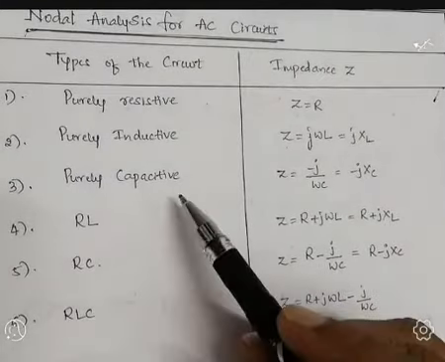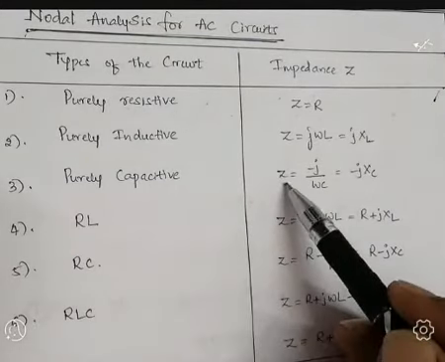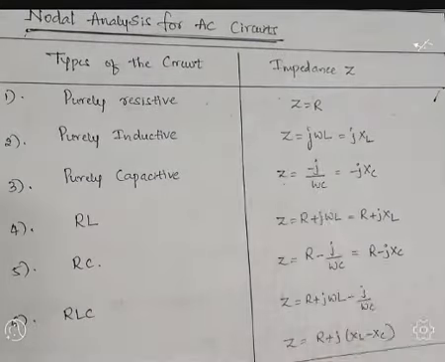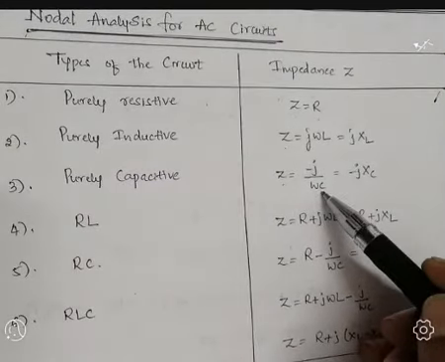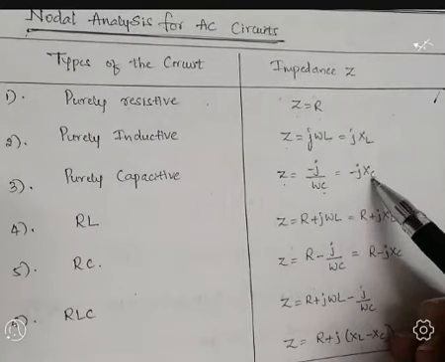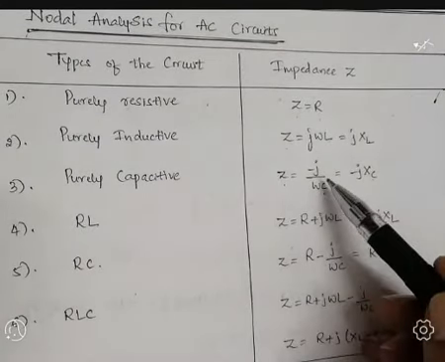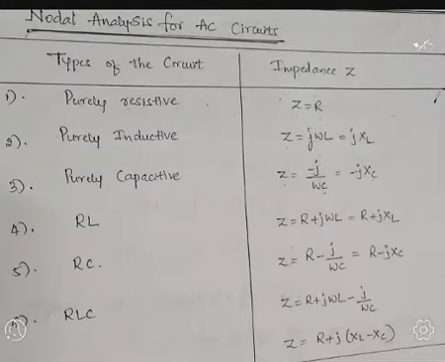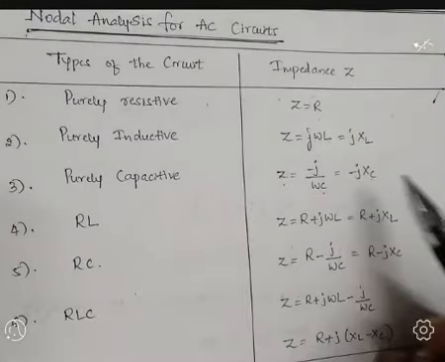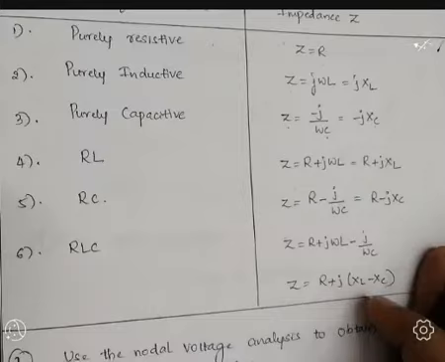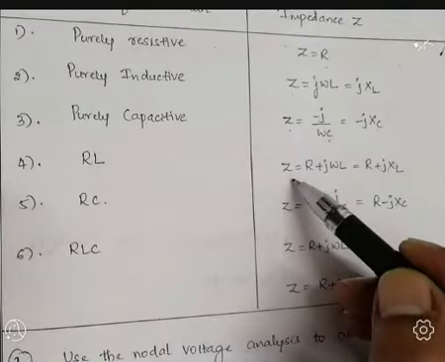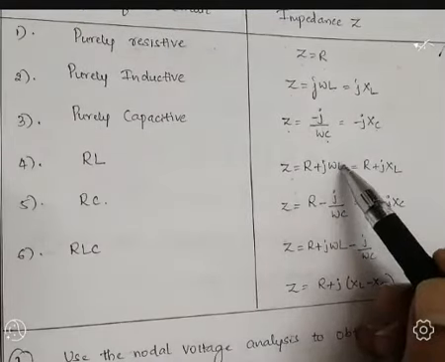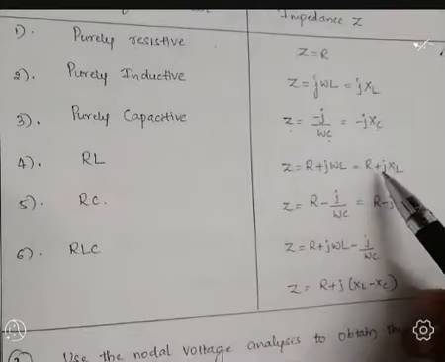Next category, if the circuit is said to be purely capacitive, then the impedance is written as Z equal to minus j divided by omega C. So 1 by omega C is written as XC. Hence Z equal to minus j divided by omega C, or that is equal to minus jXC. Next, if the circuit is of type RL circuit, then the impedance of the circuit is written as Z equal to R plus j omega L. Omega L is nothing but XL.